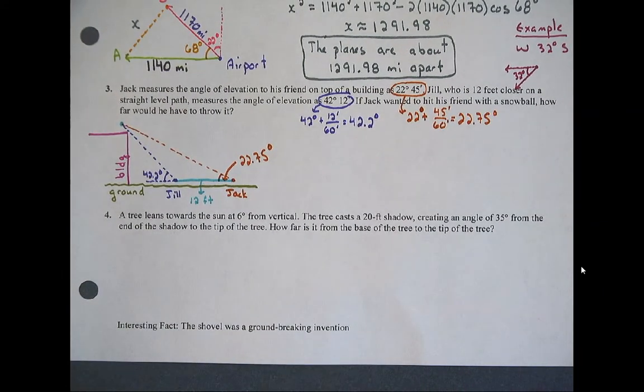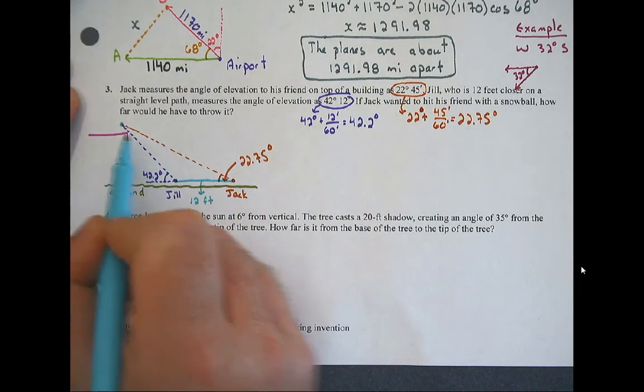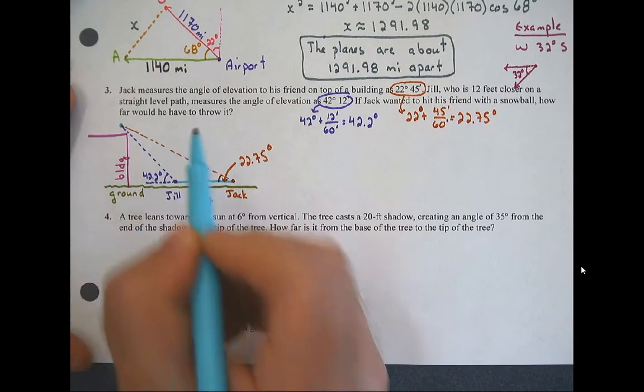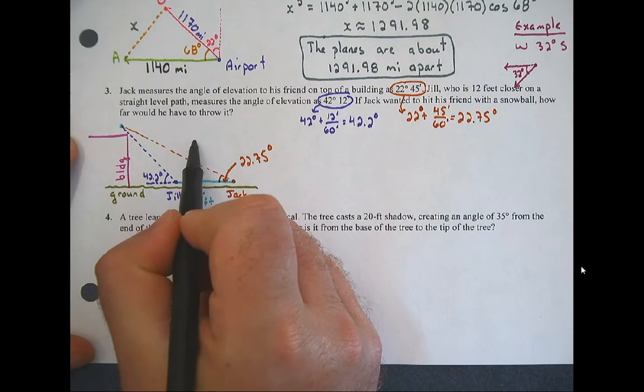Do we know anything else? Oh, let's try to figure out what we want to know. How far would Jack have to throw the snowball to hit his buddy? So Jack would have to throw this distance right here. We'll call this X.